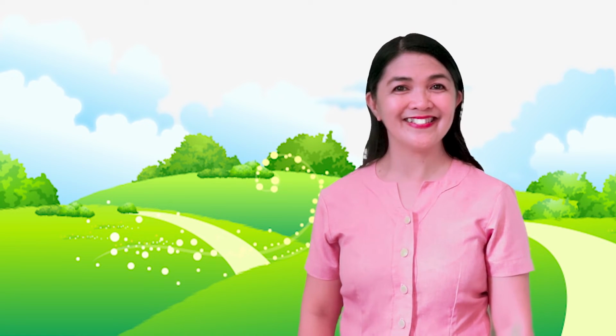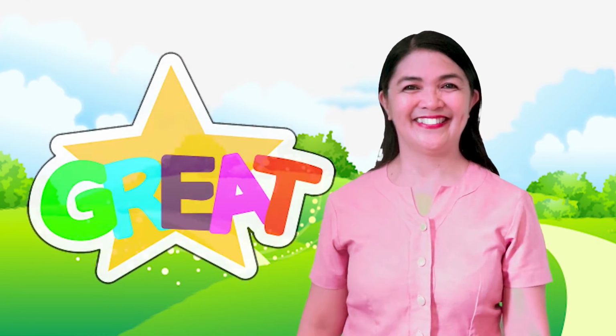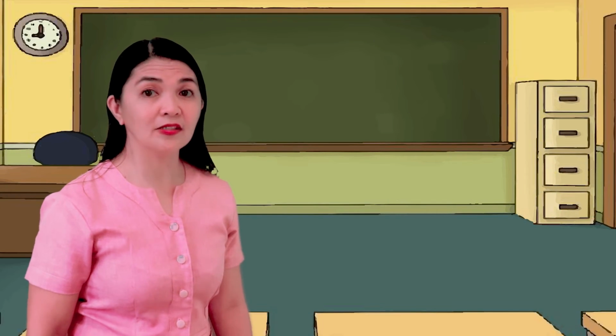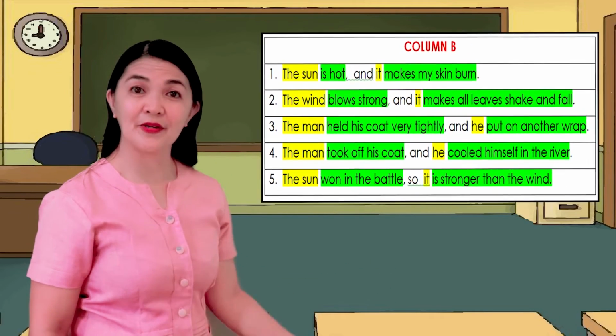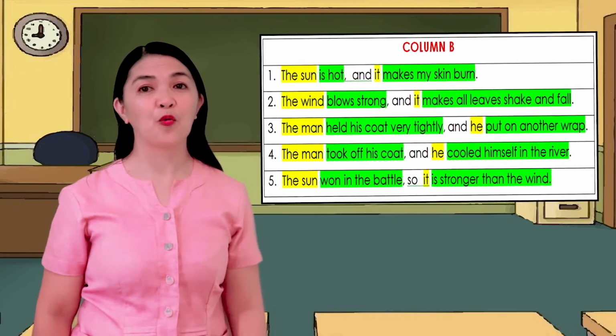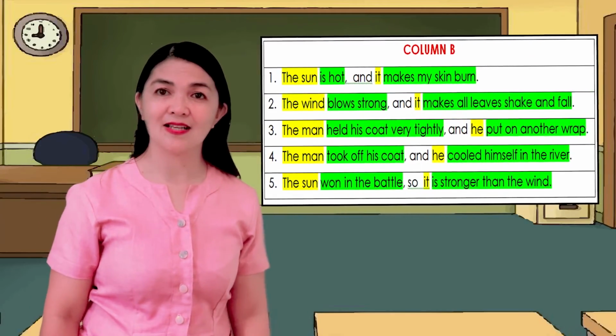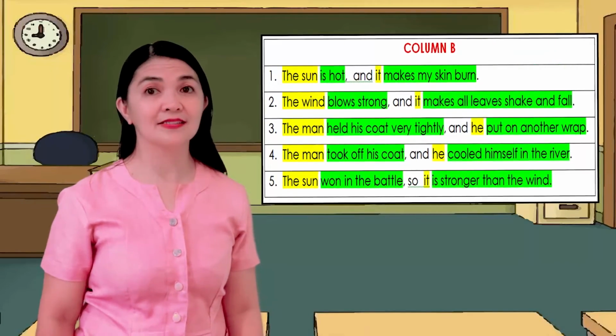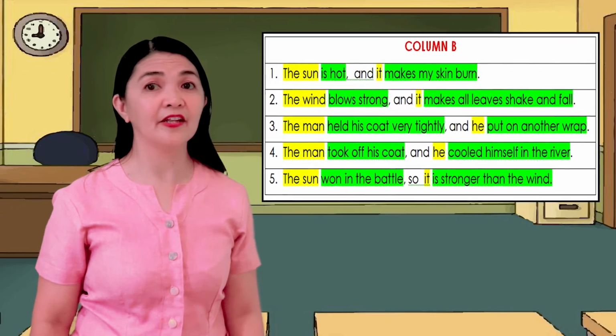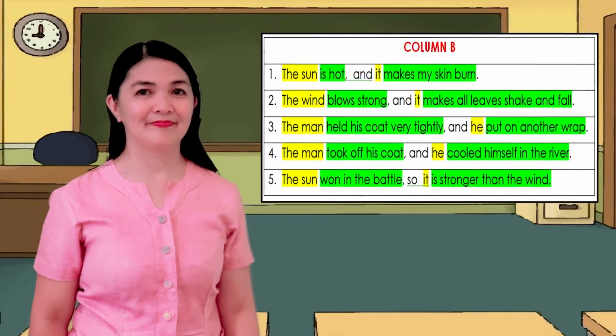Number 5, can you make your own simple sentence? Have you made your own simple sentence? Great! This time, let us focus our attention to compound sentences found in column B. Ready? Number 1, the sun is hot and it makes my skin burn.